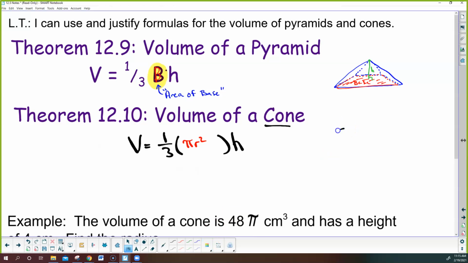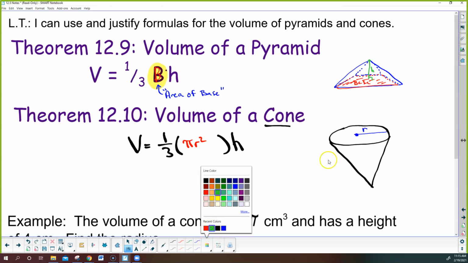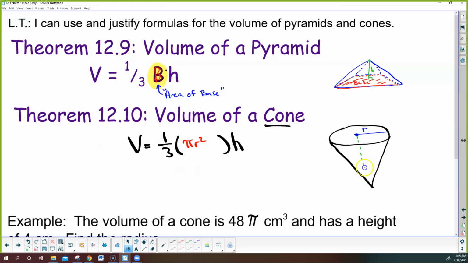All right, quick visual if you want. Remember, the height is always the 90-degree angle perpendicular to the radius. And then that base that we're talking about is the circle. And notice, base doesn't always mean bottom. It just depends on how the shape is drawn.